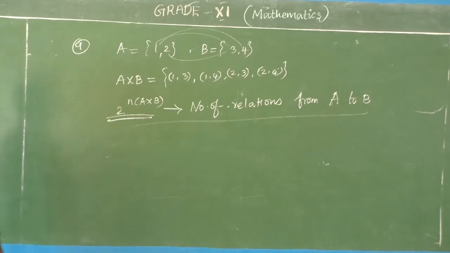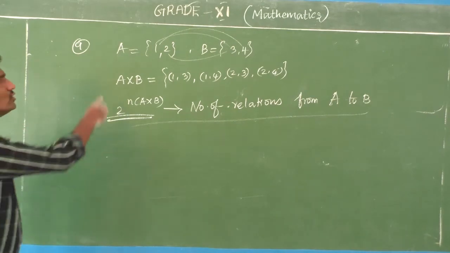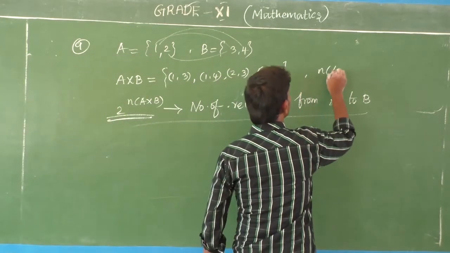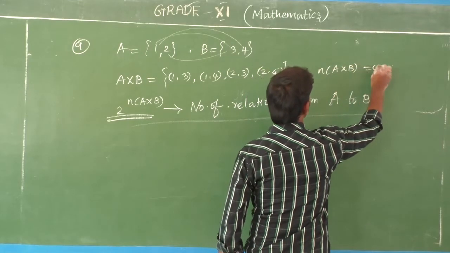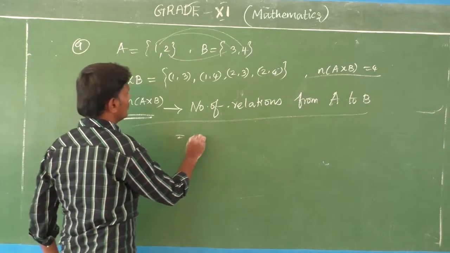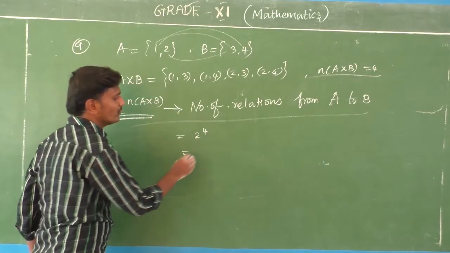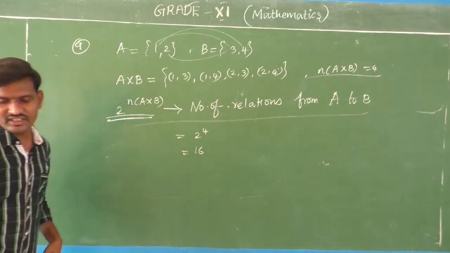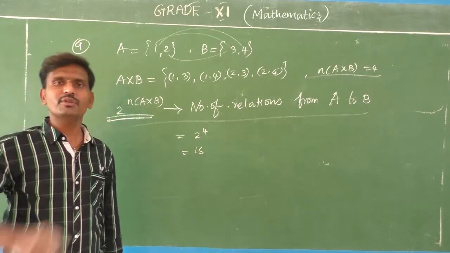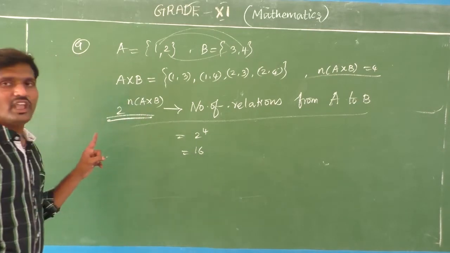In your exam, a question will ask: what is the number of relations from the set A to B? It is equal to 2 power n of A cross B. A cross B is given, so what is n of A cross B? n of A cross B is equal to 4. So the number of relations is 2 power 4, which is equal to 16. So 16 is your total number of relations from A to B. That's all. Have you got it, children?